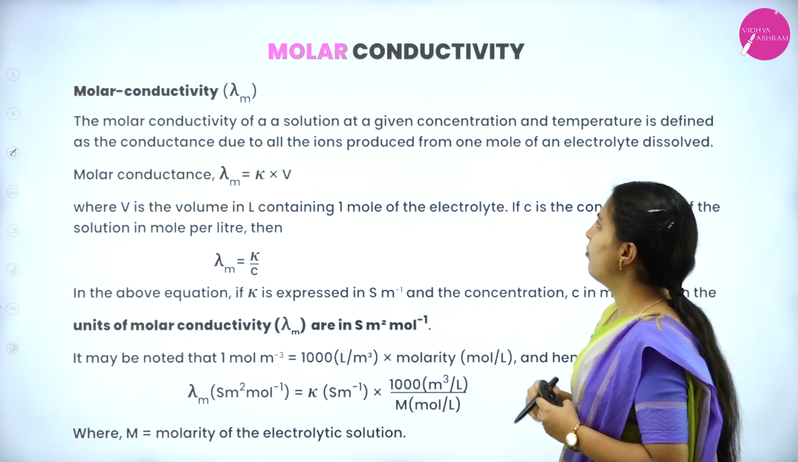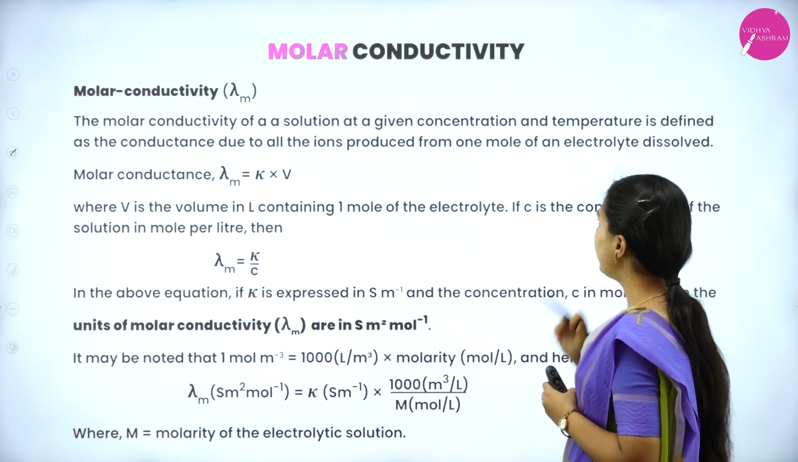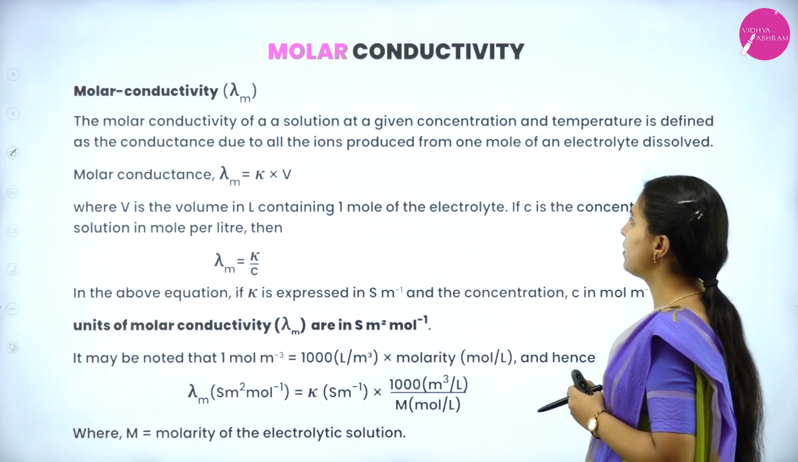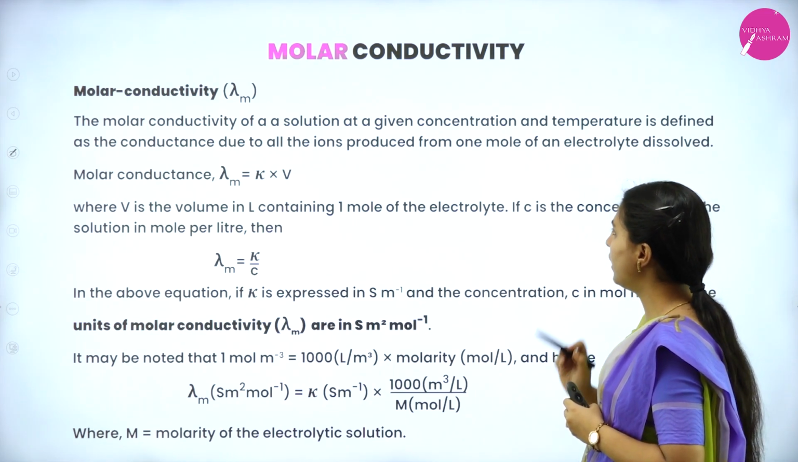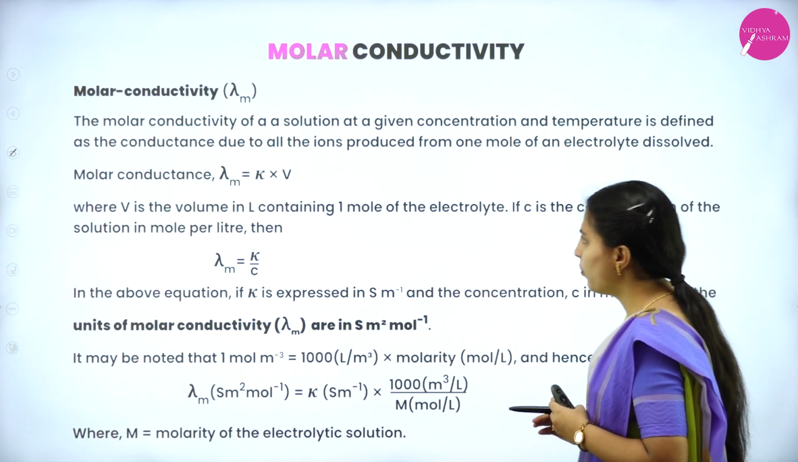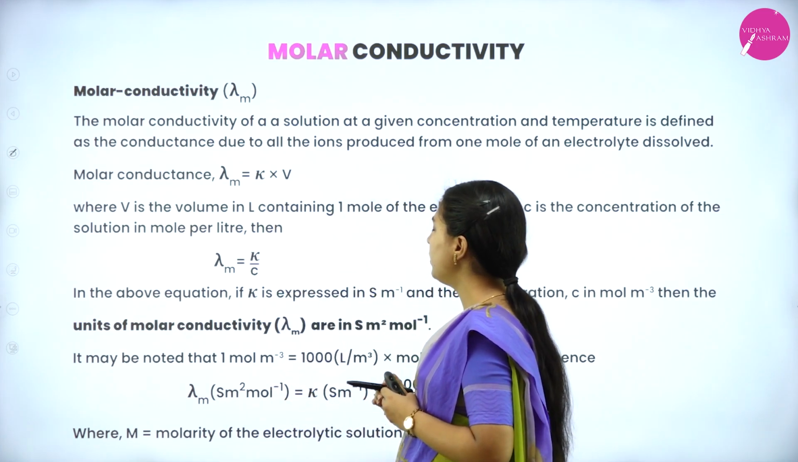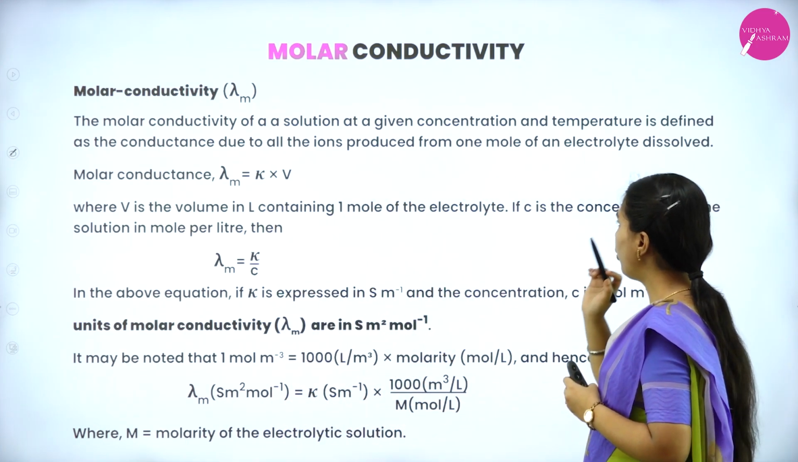Okay. Now, molar conductivity. The molar conductivity of a solution at a given concentration and temperature is defined as the conductance due to all ions produced from 1 mole of an electrolyte dissolved. So, molar conductivity will be equal to kappa into V, where V is the volume in liters containing 1 mole of the electrolyte.